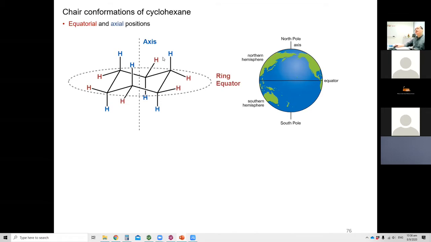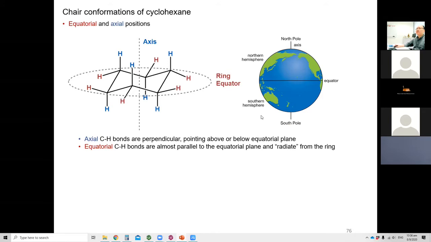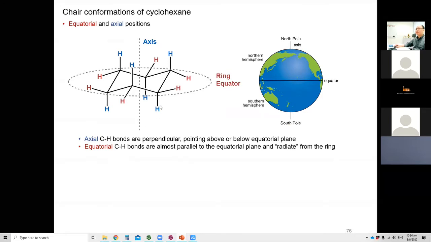So actually, the chair conformation has a ring equator and an axis, just like our Earth. Okay, we have an equator and we have an axis going through North Pole to South Pole, right? And what does that mean? So if we have this ring equator, we can classify all these hydrogen substitutions.